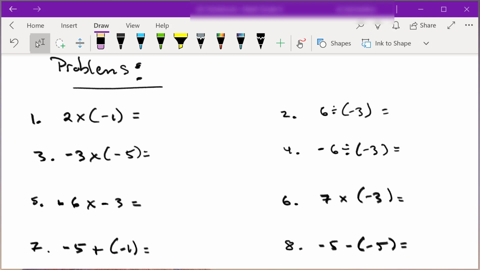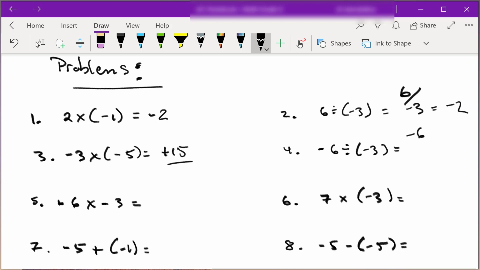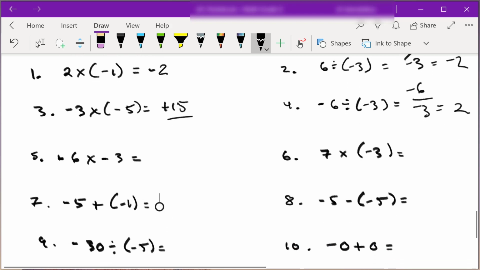2 times minus 1 is minus 2. 6 divided by minus 3 can be written as 6 over minus 3, which is minus 2. Minus 3 times minus 5 is plus 15. Minus 6 divided by minus 3 can be written as minus 6 over minus 3, which is just 2. Minus 6 times minus 3 is positive 18. 7 times minus 3 is minus 21.